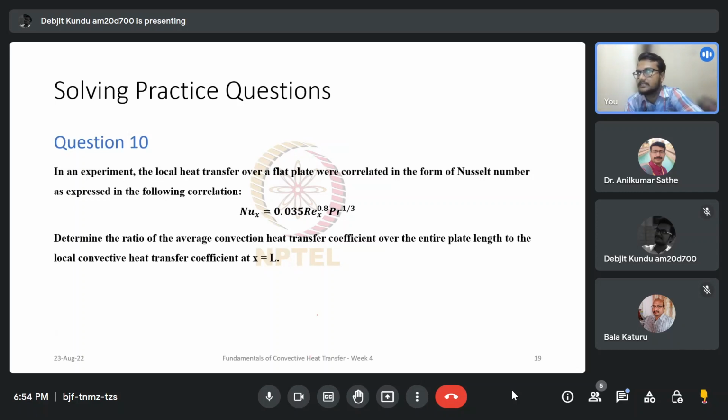This question essentially asks us to find the ratio of the average heat transfer coefficient from x equal to 0 to L, to the local heat transfer coefficient at x equal to L. Let's try to see how we can do this.